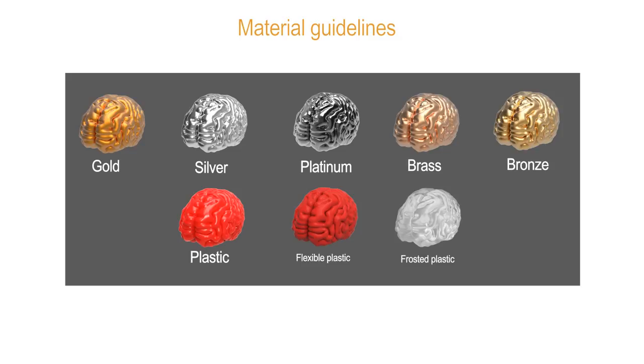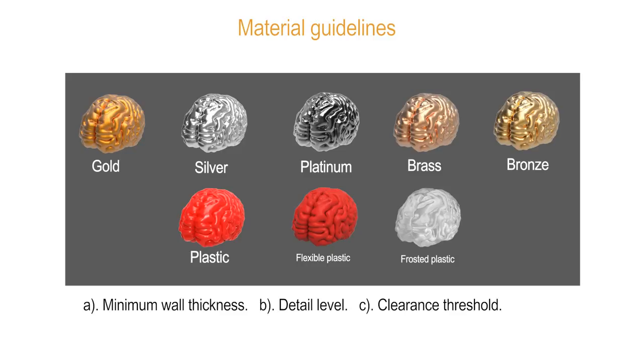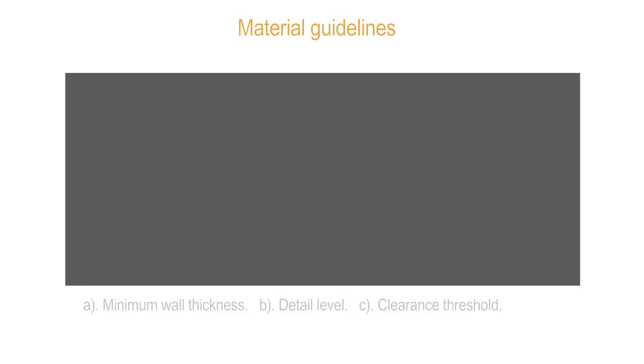Once you have decided the material, then you have to follow all design rules like minimum wall thickness, detail level and clearance threshold, because to get a perfect print, we need to take care of these things. Okay, the question is where do we get all these material guidelines? Don't worry about it. There are so many online 3D printing services available. They have mentioned all material guidelines in detail.